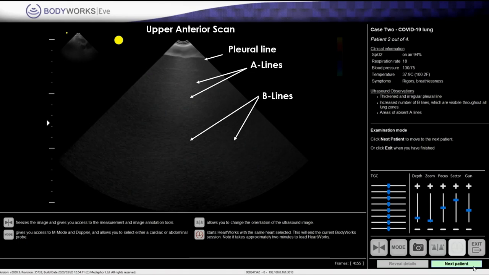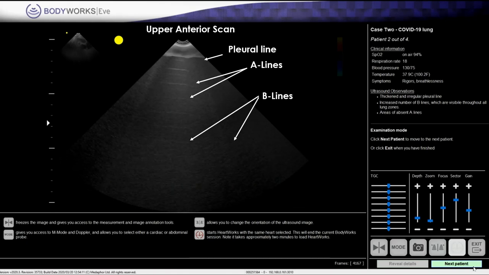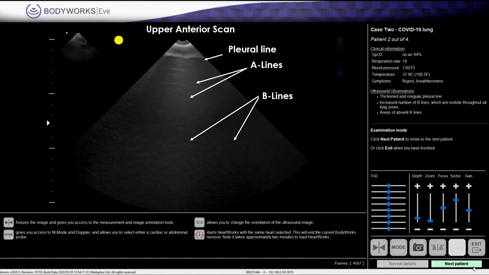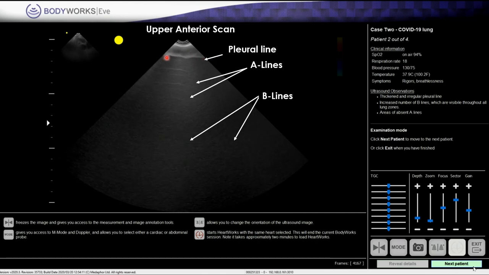This is a scan, and what you're seeing here is a COVID-19 patient. They're just starting to get a little bit symptomatic. They're starting to get a little bit hot. And you can see they've got some B lines here scattered throughout with some A lines, and you're starting to drop a few A lines, areas of absent A lines in this particular scan. And you can also see this pleural line here is kind of irregular compared to what we've seen in the past.